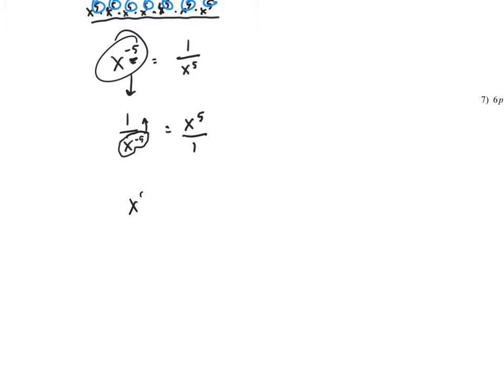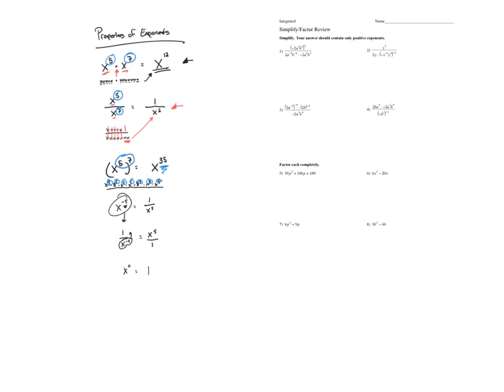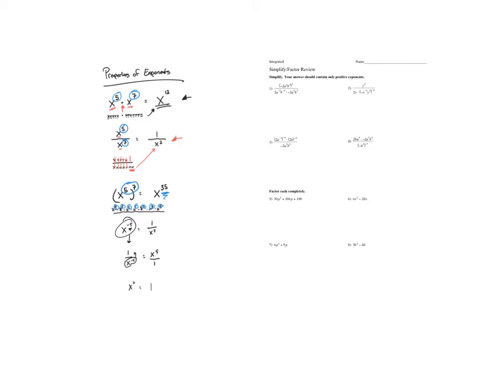And one other one, we got x to the 0 power. Anything to the 0 power is 1. So that's some of the properties that we've dealt with in algebra and advanced algebra.